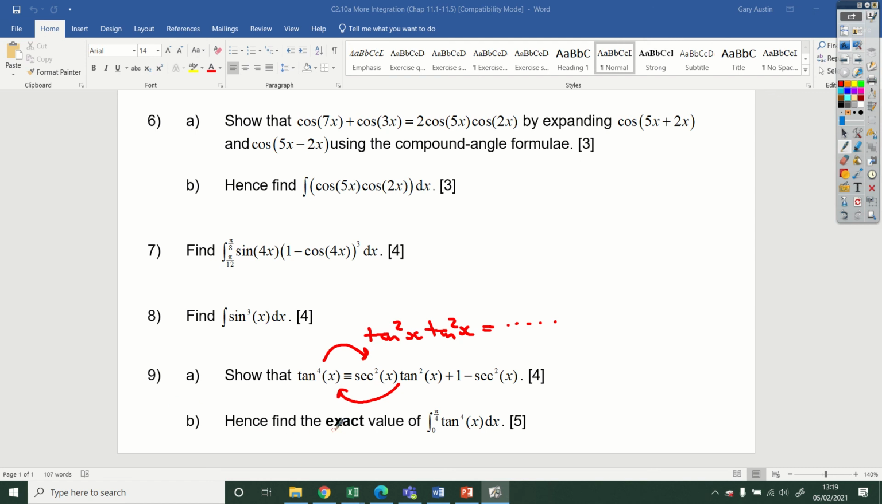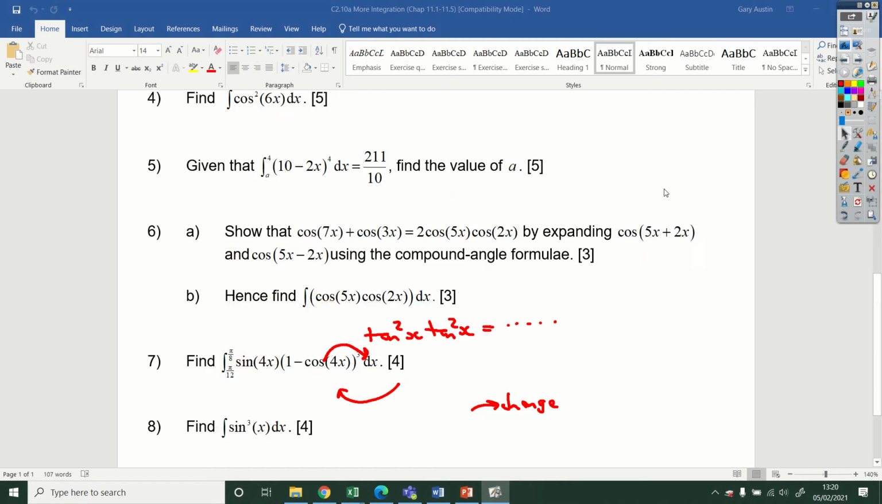For part B, we're then finding the exact value of tan to the 4 from 0 to pi over 4. Clearly, seeing as it's a hence question, we're going to be using the right-hand side of this identity. So we're going to be changing this. And then each of these 3 terms that we're integrating is going to involve a separate technique, and I'll leave it to you to figure out how to integrate those 3. And that's 5 marks.